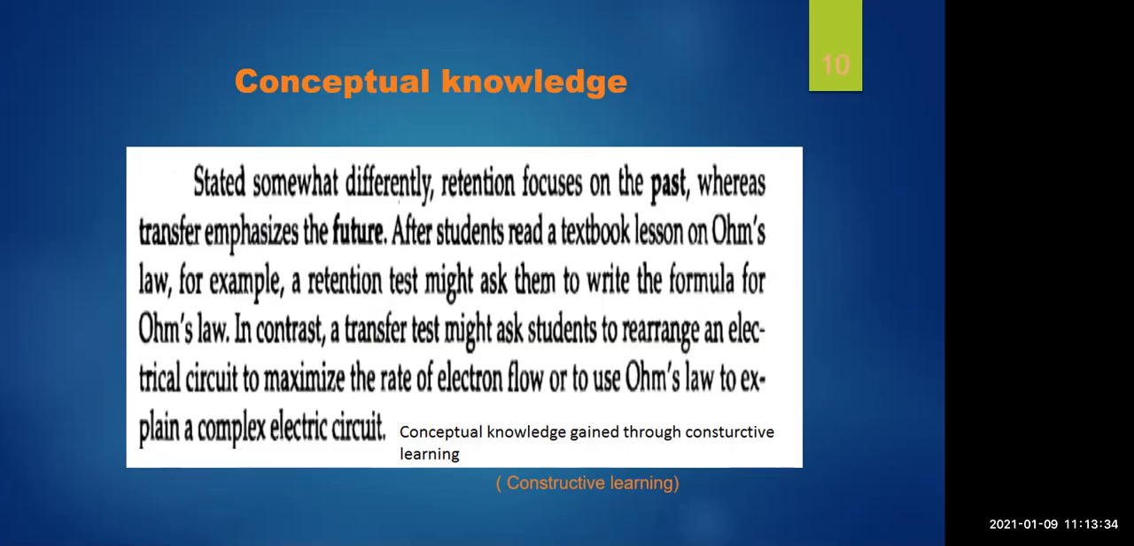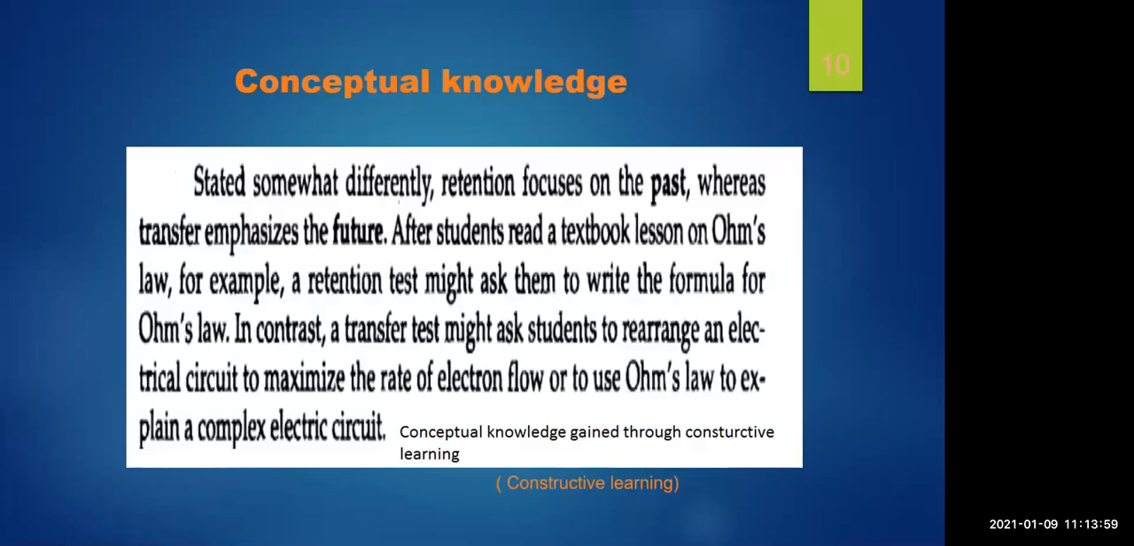But in contrast, we have to test the task by asking them to rearrange an electrical circuit to maximize the rate of electron flow, to maximize the current flow by using Ohm's law. So they will be applying Ohm's law and seeing what resistance is to be added and what voltage is to be applied for the maximum current. In this way, the question has to be asked for the engineering student.